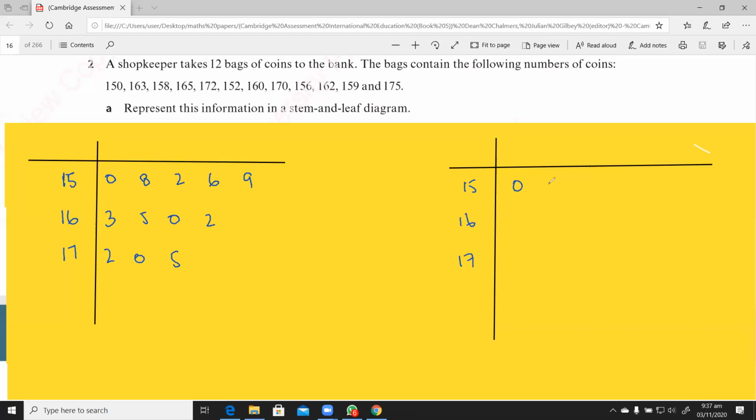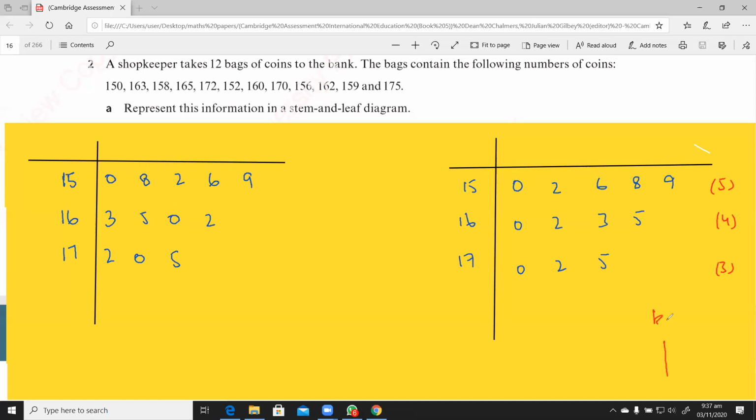So we have 0, 2, 6, 8, 9. We have 0, 2, 3, 5. We have 0, 2, and 5. Now let me mention the number of observations. We have 5 observations here, 4 observations here, and 3 observations here. And never forget to write the key.